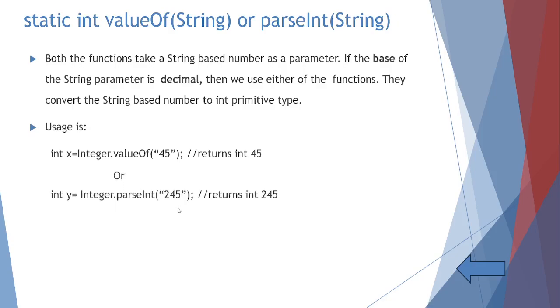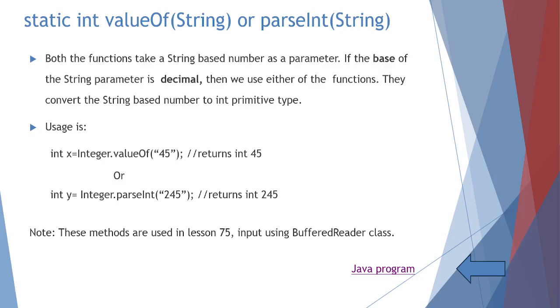Or we can use Integer.parseInt. Either Integer.valueOf or Integer.parseInt, both of them return int primitive type. We can store the result or directly use it, whatever we want. These two methods are used in lesson 75, that is input using the BufferedReader class. Now let's see a Java program which explains both the methods.